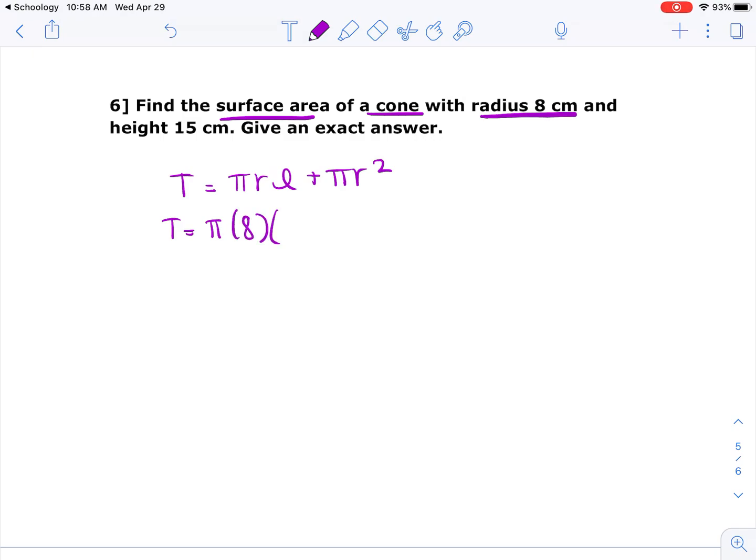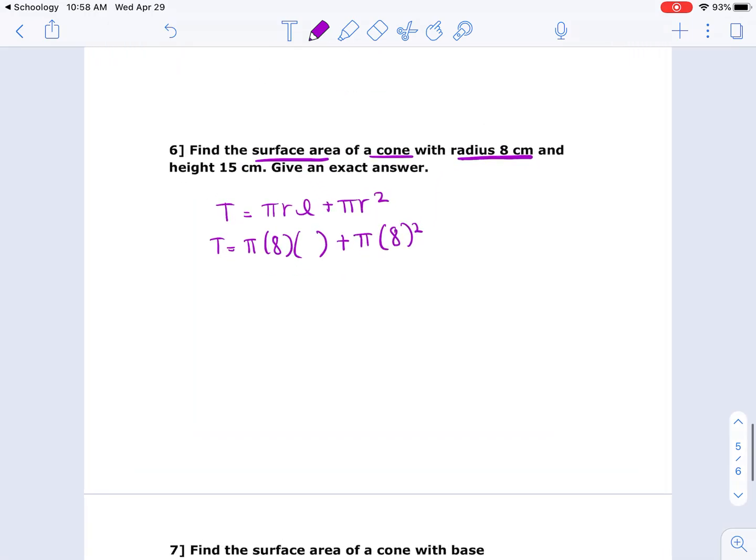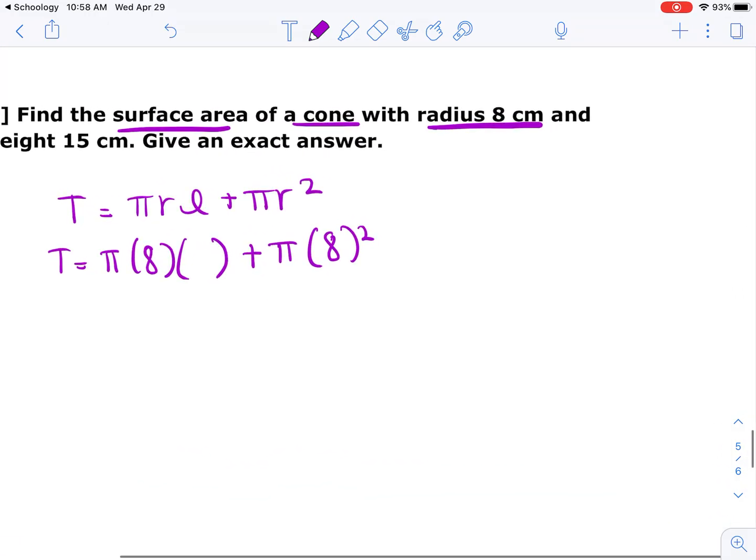Did I give you slant height? No, I gave you height, so I don't have slant height. Plus pi times 8 squared. All right, so I need the slant height. Okay, so I might want to draw a sketch here to help myself out.